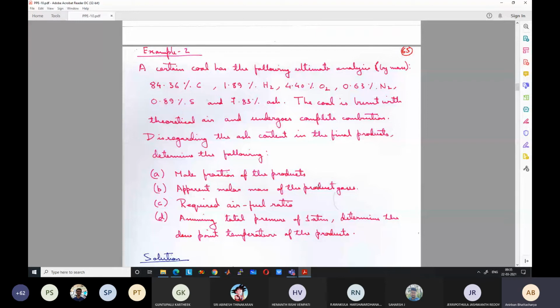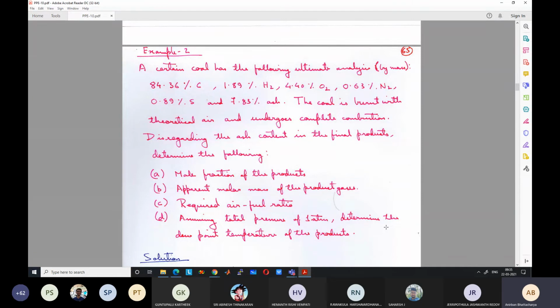What is the required air fuel ratio? For this type of coal, what is the amount of air required for 1 kg of coal? And assuming that the total pressure is 1 atmosphere, we also want to find out the dew point temperature of the products. This may seem very unrelated to you. Why dew point temperature? But this is actually important in a thermal power plant.